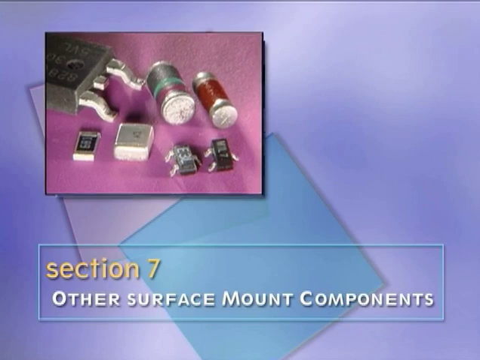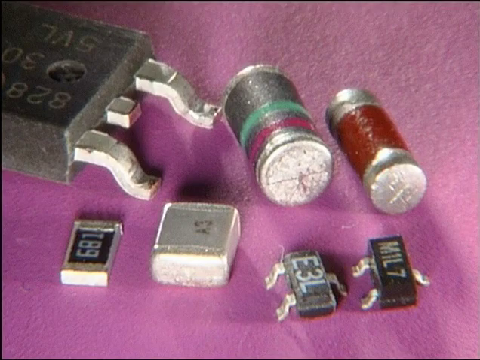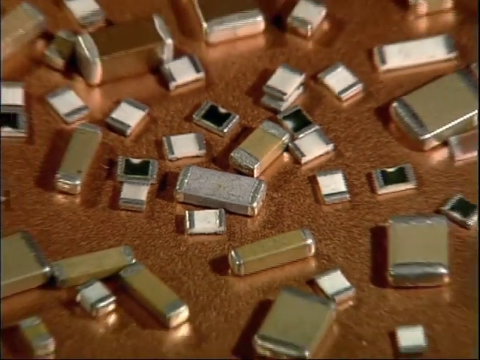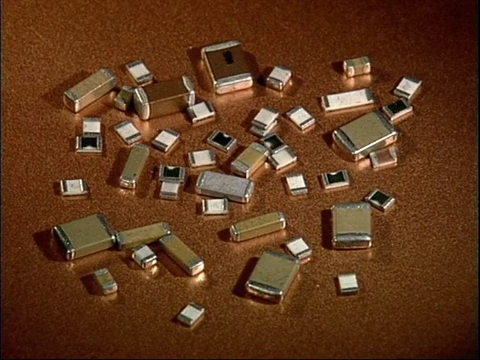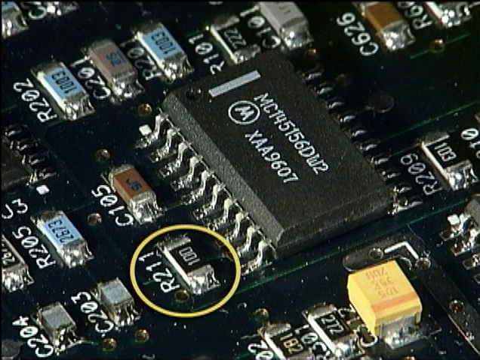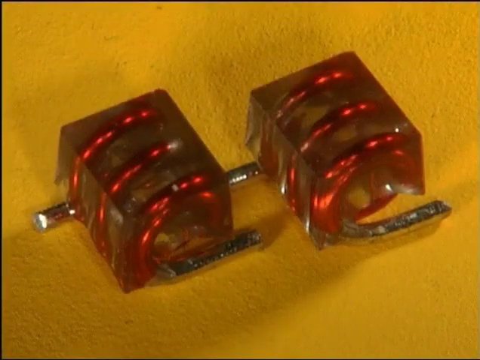In this last section, we'll be discussing chip components, MELFs, transistors, and diodes. We'll start with chip components. Chip components usually have ceramic bodies with metallized terminations on either end. The most common types are chip resistors and chip capacitors. Inductors have recently been introduced in this package style.